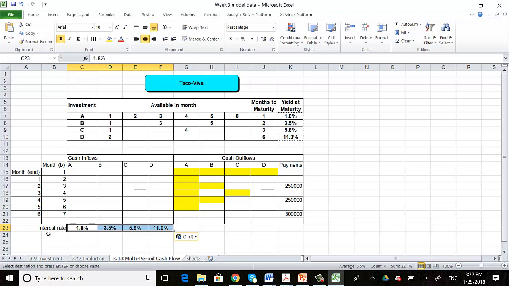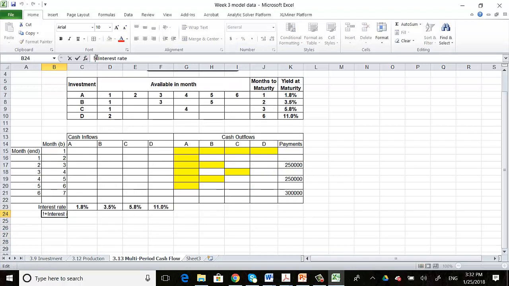Okay, so then you copy it here, and then we're going to say 1 plus interest rate, because we do want the principal and the yield and the interest to count together. That's a 1. So we'll just do 1 plus to all of them. Those are the values that we're going to use to calculate our cash inflows.